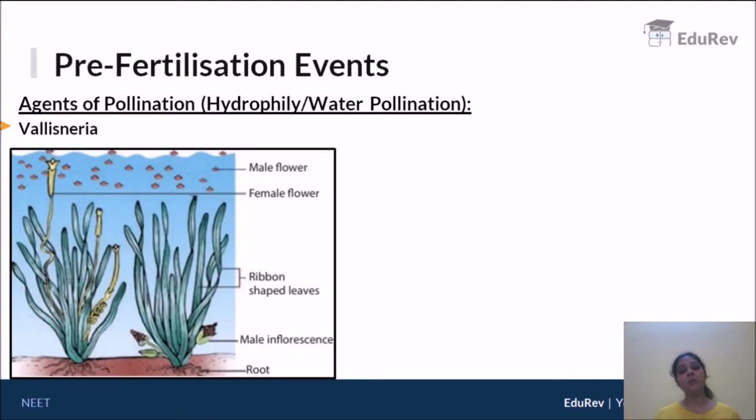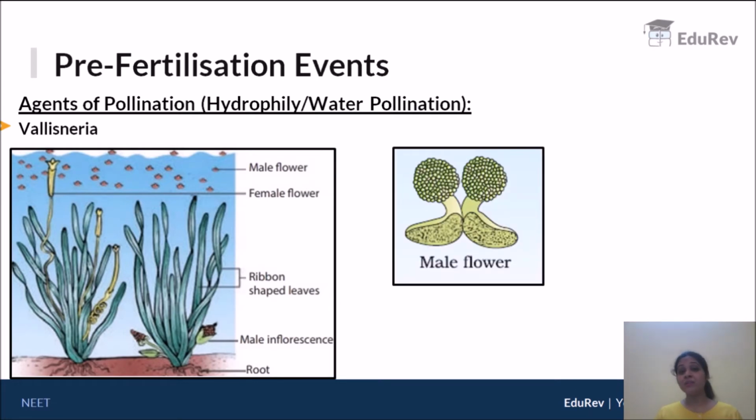Now let's study a little bit about hydrophily in case of Vallisneria. Let's look at the position of the male inflorescence, the male flower. The male flower seems to be submerged in water. But as the male flower develops, it breaks off from its original plant and starts moving upward until it reaches the surface of water. If you look at the structure of the male flower, it has two anthers, one on each side. So you need to remember what the male inflorescence is like and what is the position of the male flower after it has become mature.